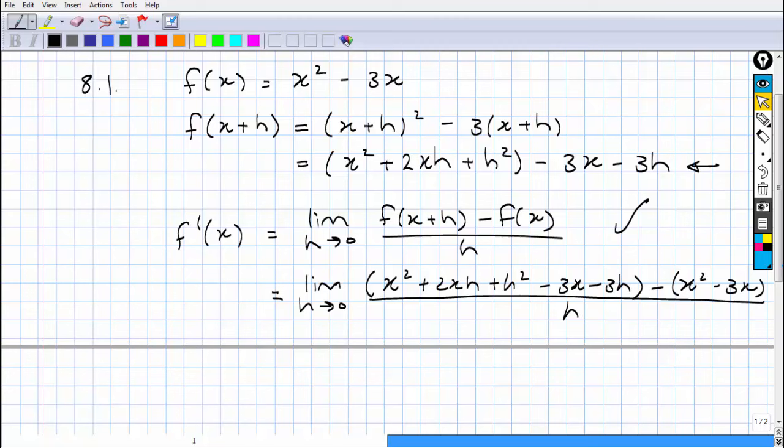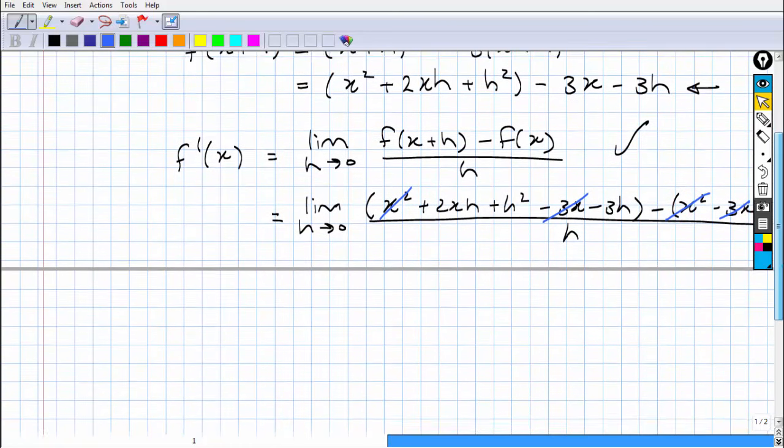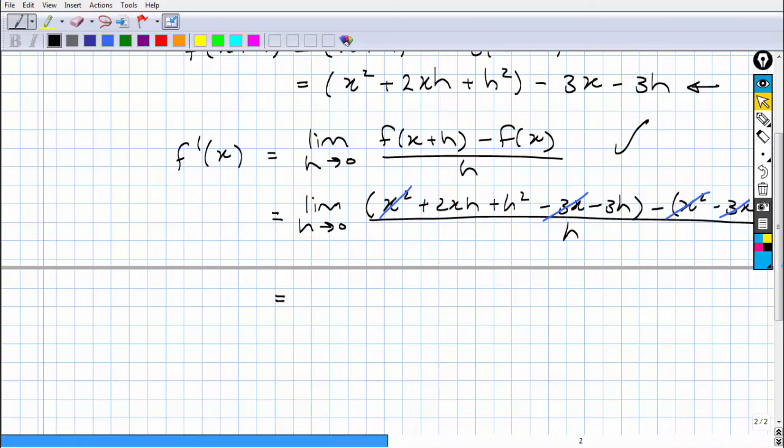So we're almost done. We can see that all the x's that don't have h's, anything that doesn't have an h, cancels. That, if you times it in, becomes a negative x squared, and that cancels with that x squared. That negative 3x times a negative becomes a positive 3x. Positive 3x minus 3x becomes 0. So now we are just left with h's in the top. So we can say, well, that gives us the limit as h tends to 0 of, I'm just going to write it out again, 2xh plus h squared minus 3h, divided by h.